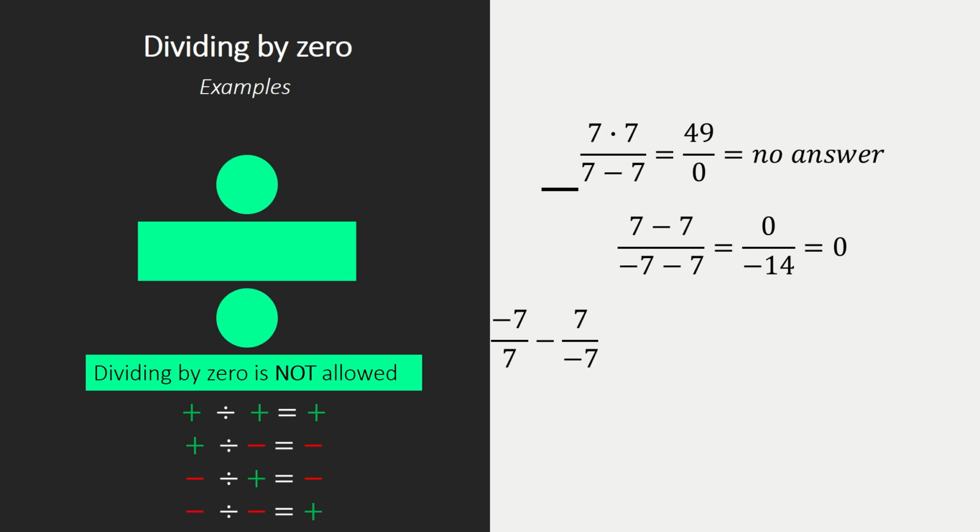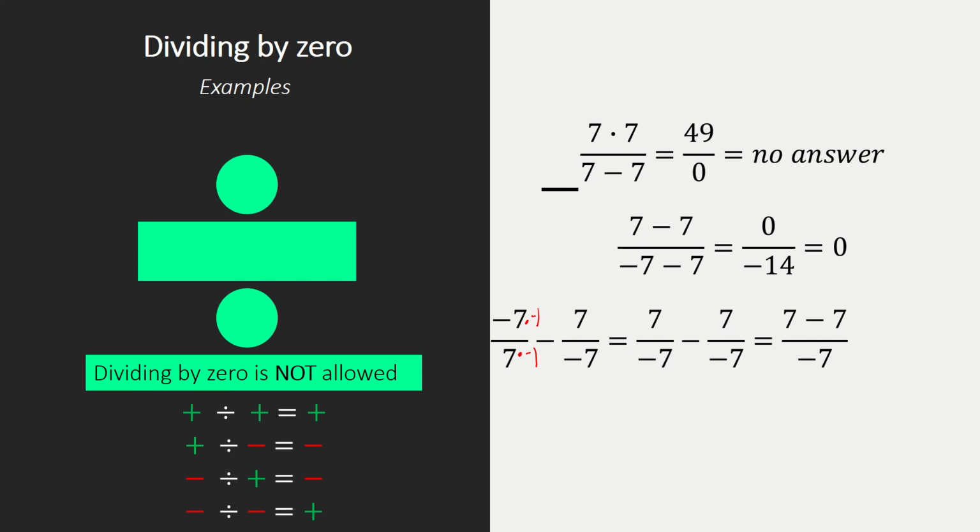Last question. When we have minus 7 over 7 minus 7 over minus 7, then please remember that you're not allowed to add and subtract fractions when the denominators are not the same. What you could do is making the denominators the same by multiplying 7 by minus 1 and multiplying minus 7 by minus 1 as well. What you get is 7 over minus 7 minus 7 over minus 7.